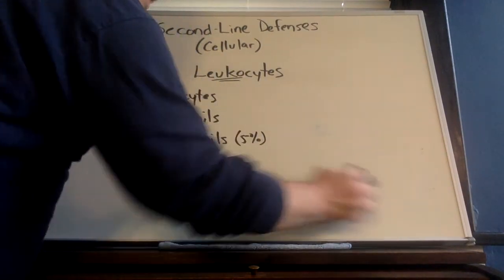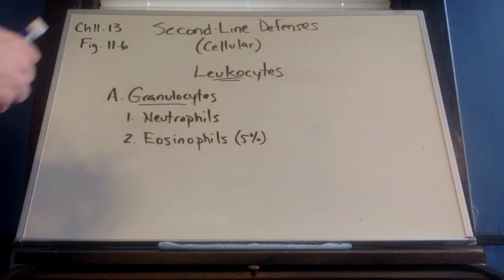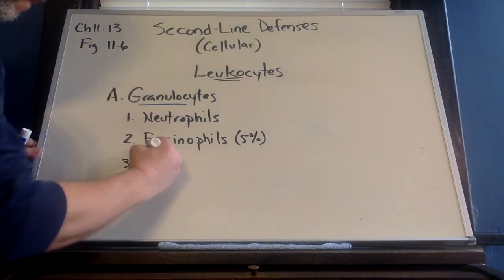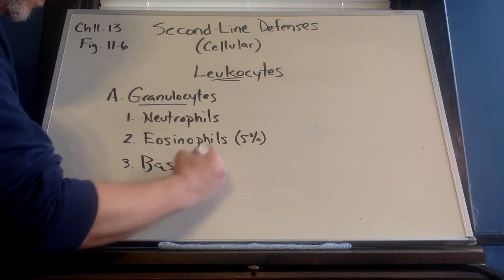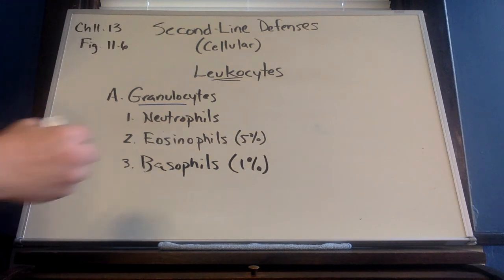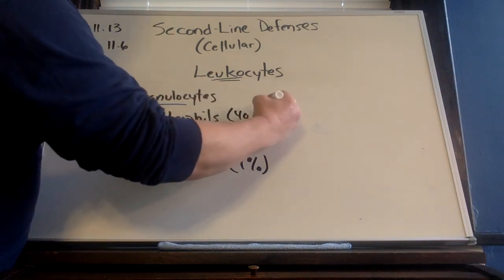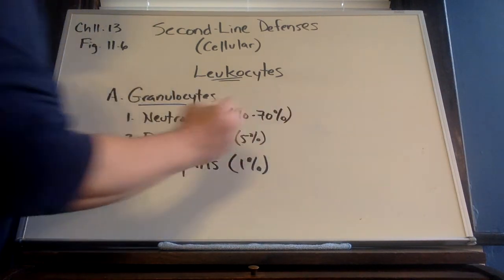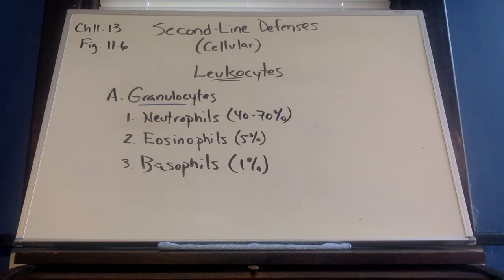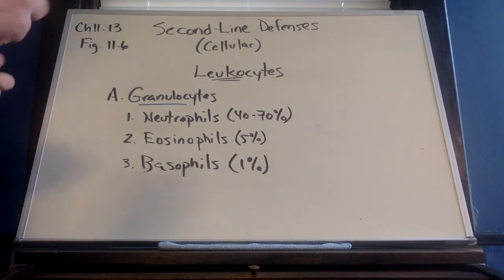Our third class of leukocytes, that is a granulocyte, are your basophils. Basophils are your least common. So while the neutrophils comprise 40 to 70%, basophils will comprise only 1%.